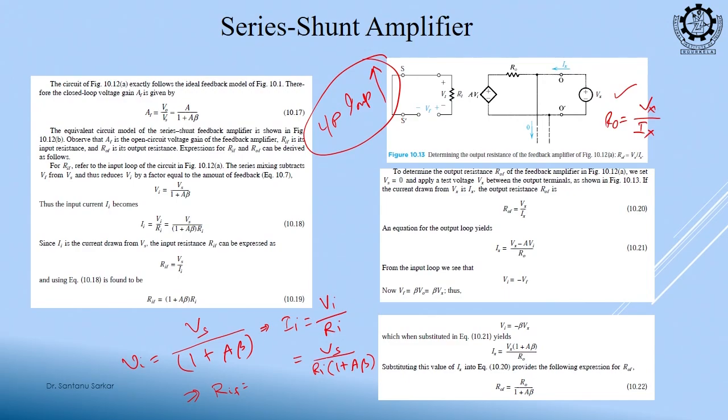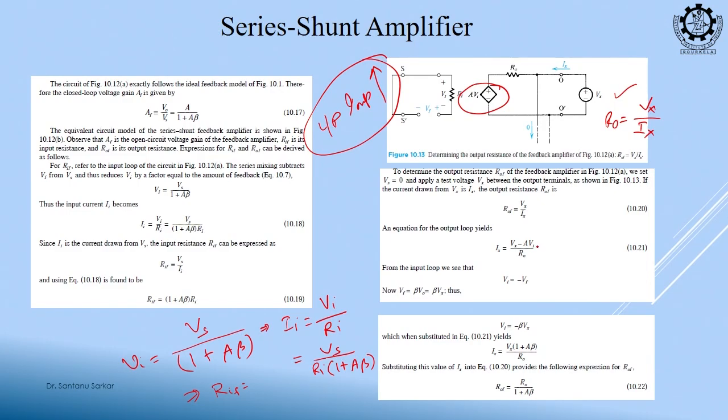So, what we are doing? We have added a voltage source Vx and we are trying to find out the current Ix. So, Vx by Ix we will try to find out. What is Ix? Vx minus the dependent voltage source, so Vx minus A Vi by R0.